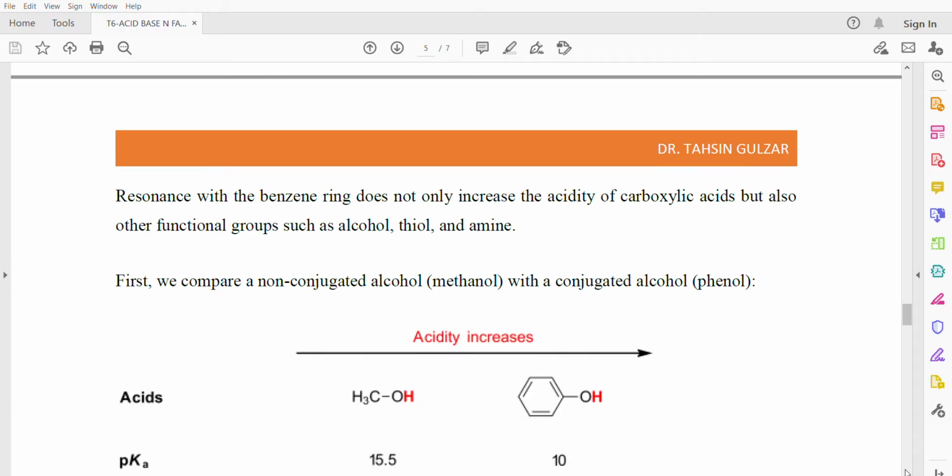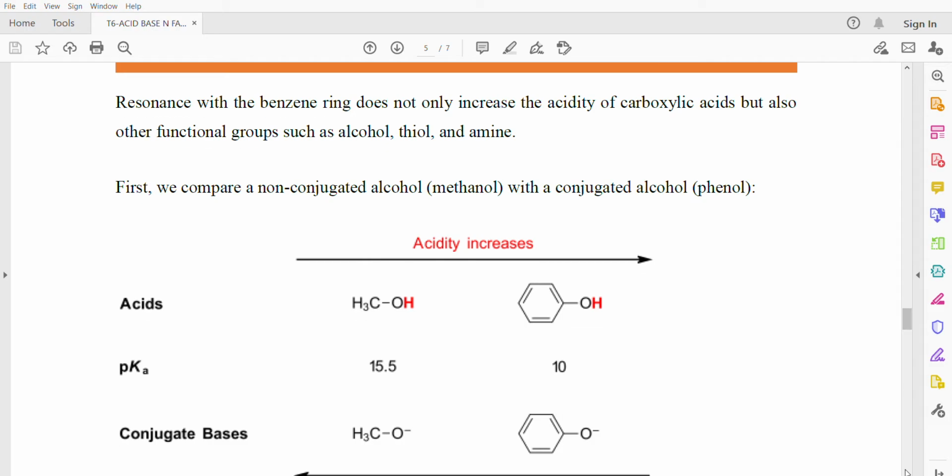Then due to resonance, this is methanol and this is phenol. You see the functional groups are the same, aromatic system and aliphatic system. Aliphatic system 15.5 and aromatic system 10. After removal of the proton, the negative charge is on oxygen in both cases. Methyl has an electron donating effect. This methoxide is not as stable as phenoxide. Methyl is electron donating, and oxygen is already negative after the removal of the proton, so it is destabilizing. Methyl is destabilizing methoxide.